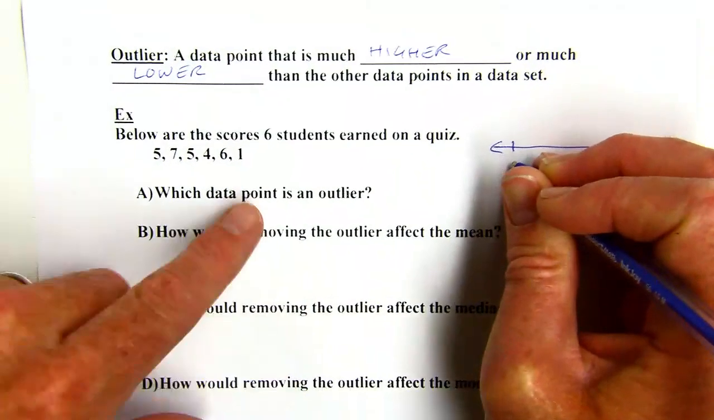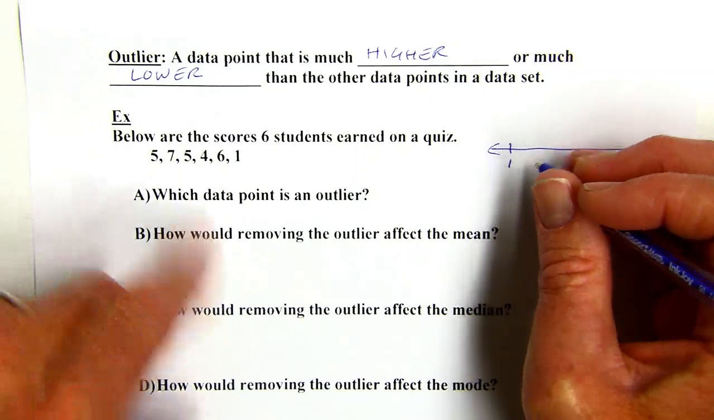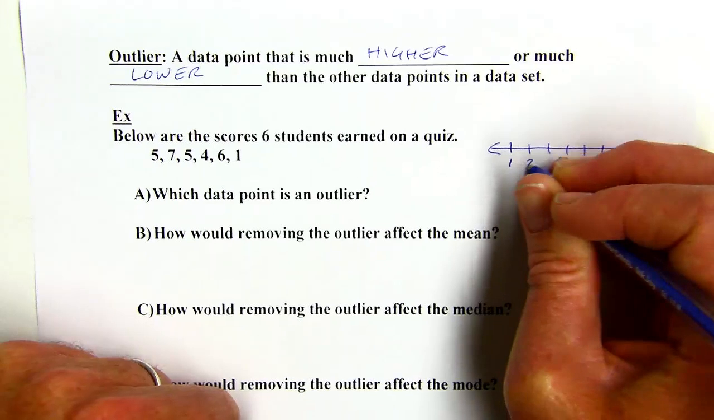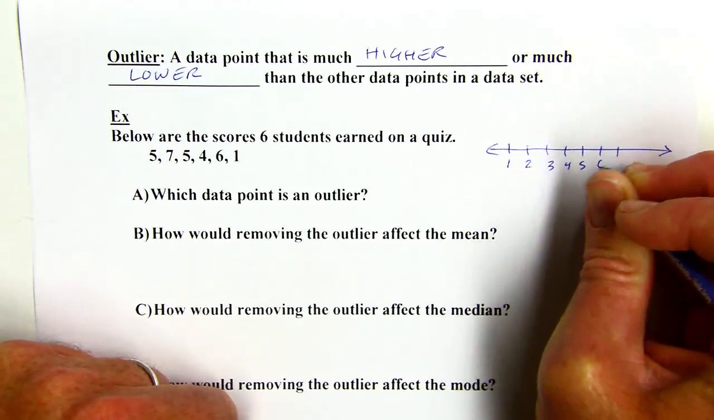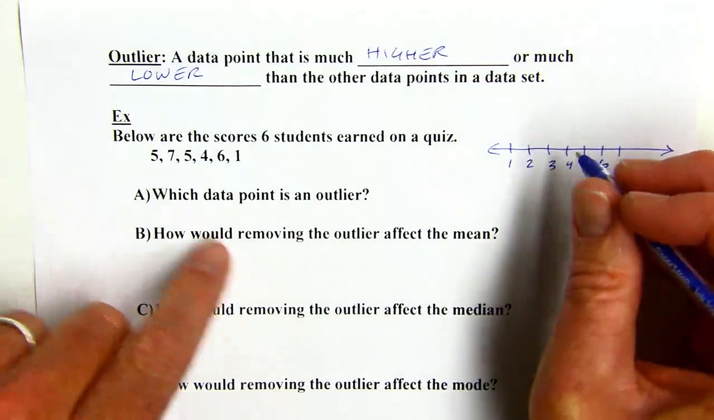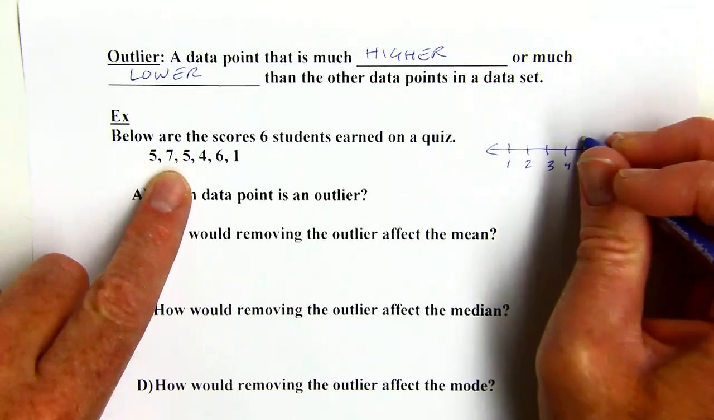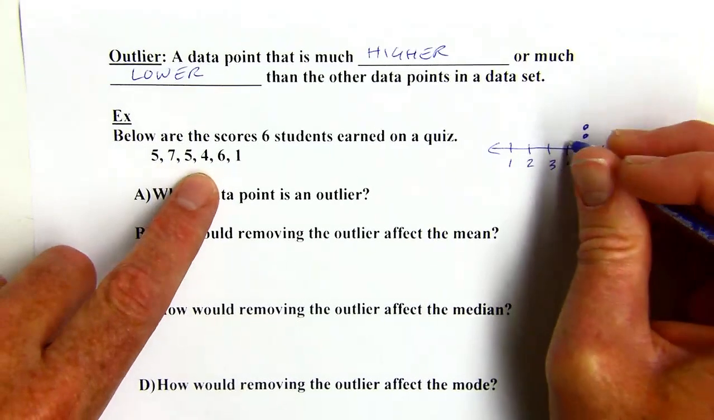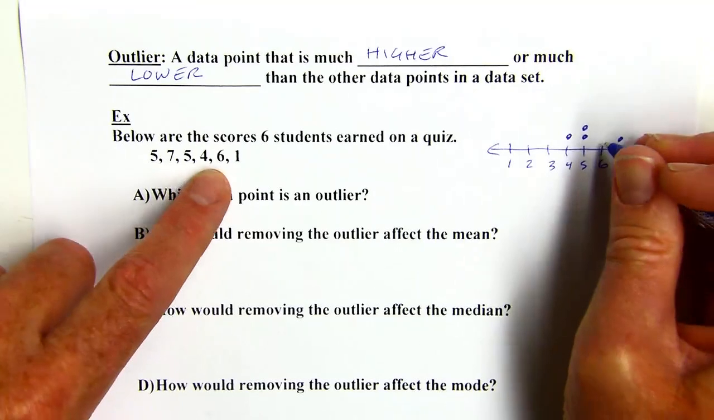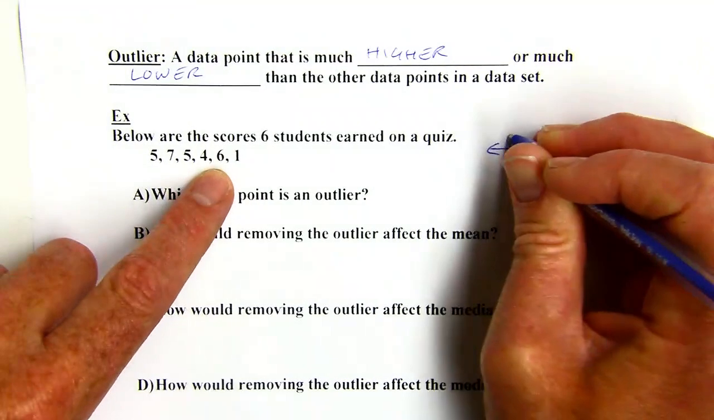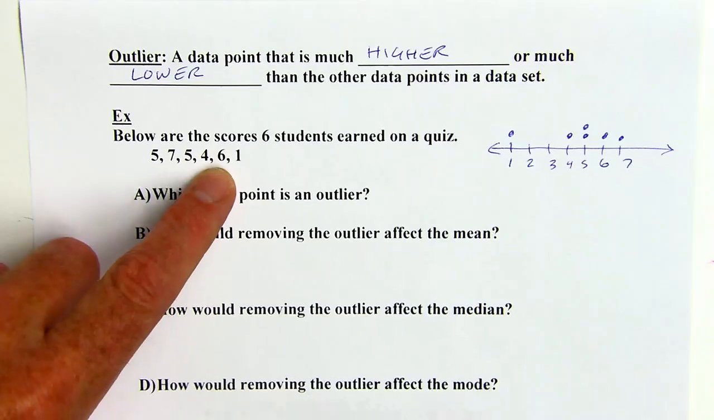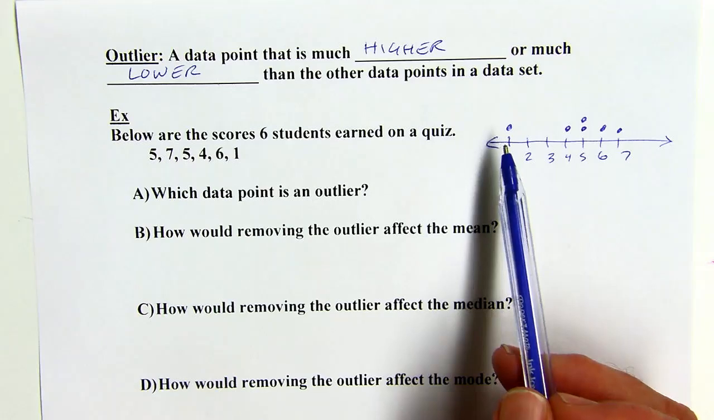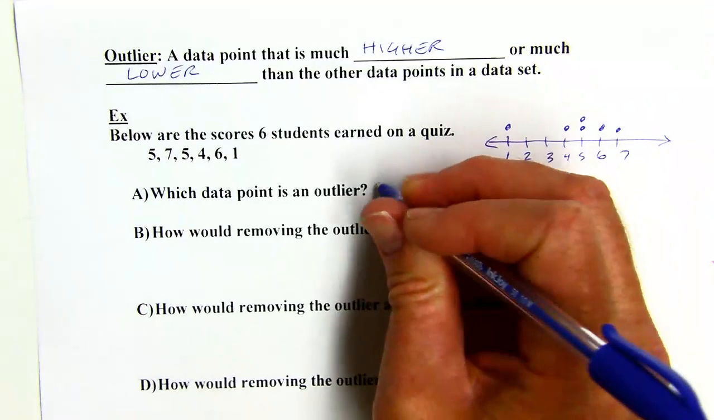So my lowest number here is 1, and then it goes all the way to 7. So 2, 3, 4, 5, 6, 7. Okay, and now let's plot these. I've got 2 5s, so I'll put those like that, and I've got a 7, I've got a 4, a 6, and a 1. So visually now you can see you've got a cluster of data points over here, and then the 1 is out there on its own. That would be the outlier.